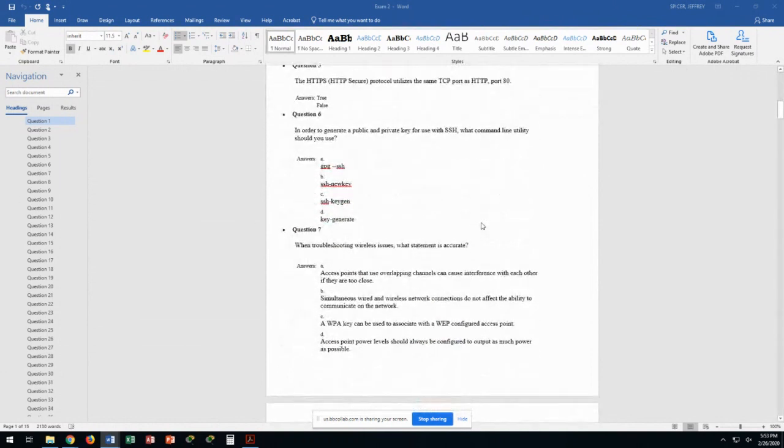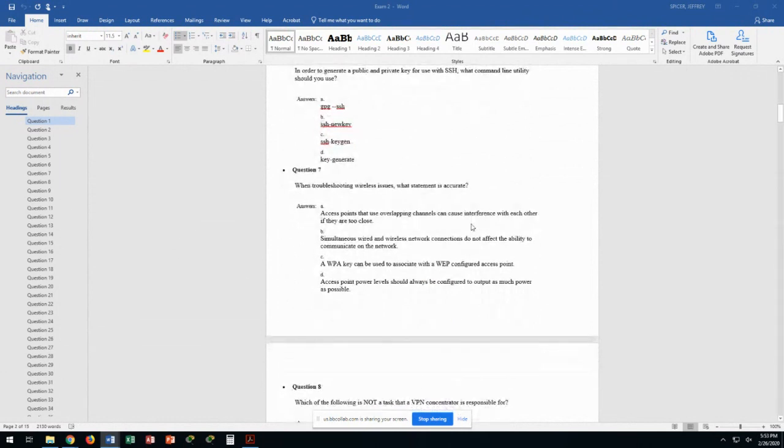The HTTPS, HTTP Secure protocol utilizes the same TCP port as HTTP, port 80. False. What port do we use? 443. All right. In order to generate a public and private key for use with SSH, what command line utility should you use?